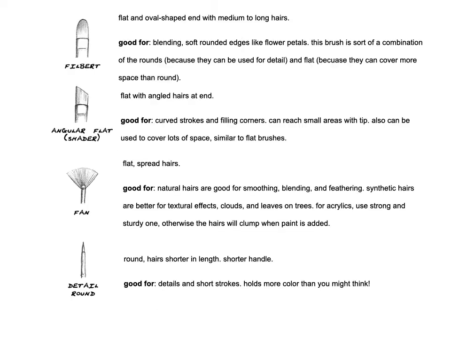A filbert brush is flat and oval shaped with medium to long hairs. It's good for soft blending. So if you're trying to blend two colors together, notice how there's not a really hard edge to the sides of it. That's why it makes a really good blending brush. It can also cover more space than a round. So if you wanted soft edges, you could fill up a large area with it.